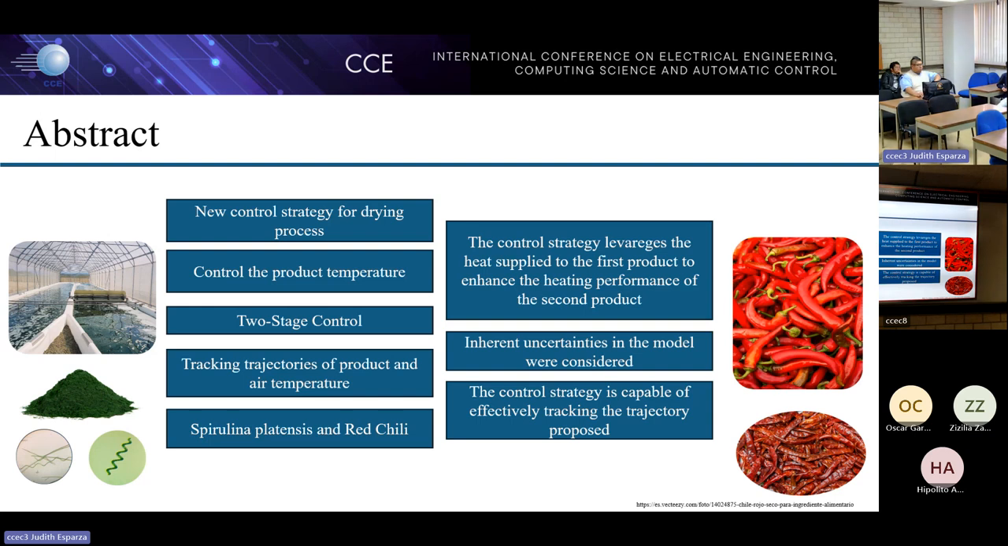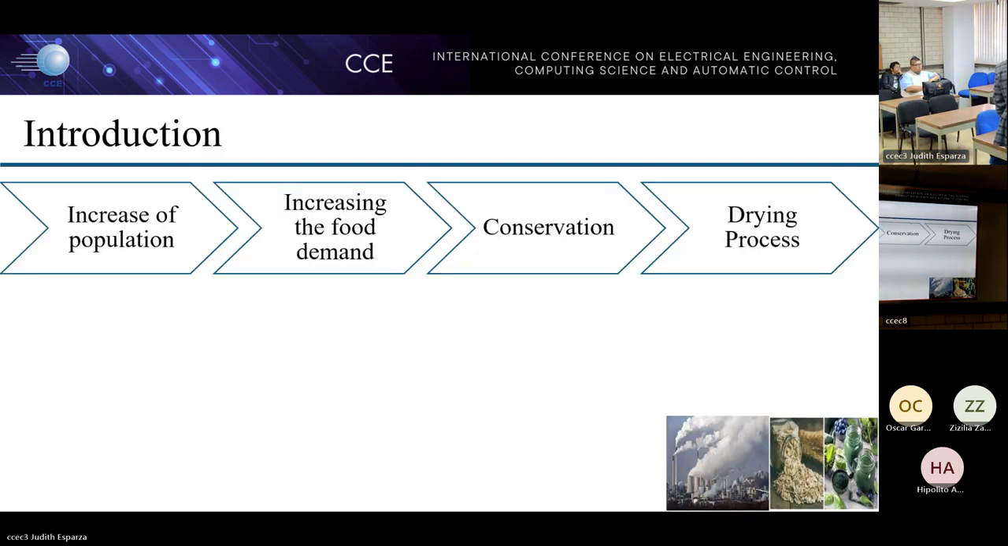The control strategy leveraged the heat supply for the first product, Spirulina platensis, to enhance the heating performance of the second product. I will give you some results about it. The inherent uncertainties in the model were considered, and the control strategy is capable of effectively tracking the proposed trajectory. The introduction: the increase of population increases the food demand.